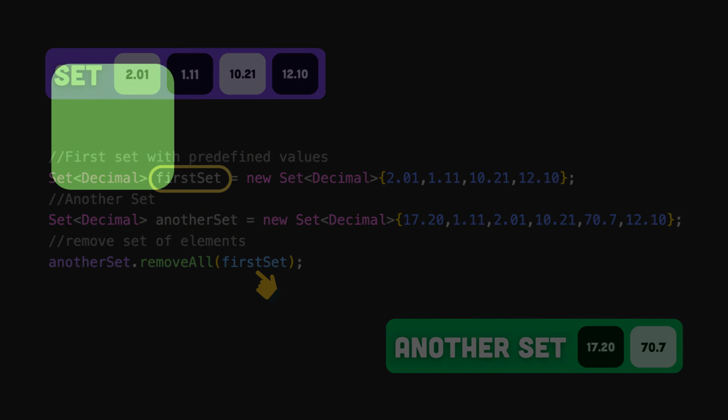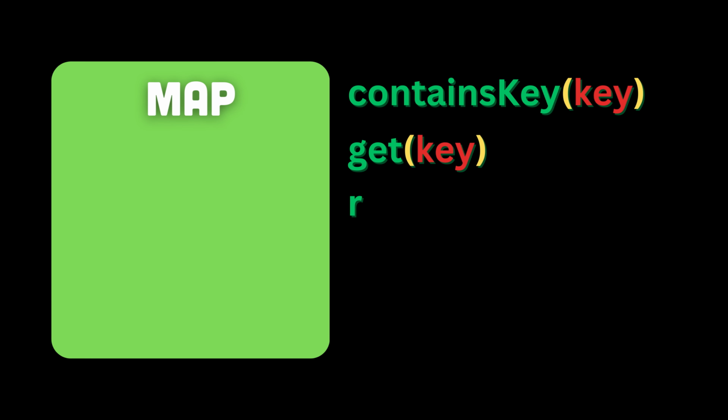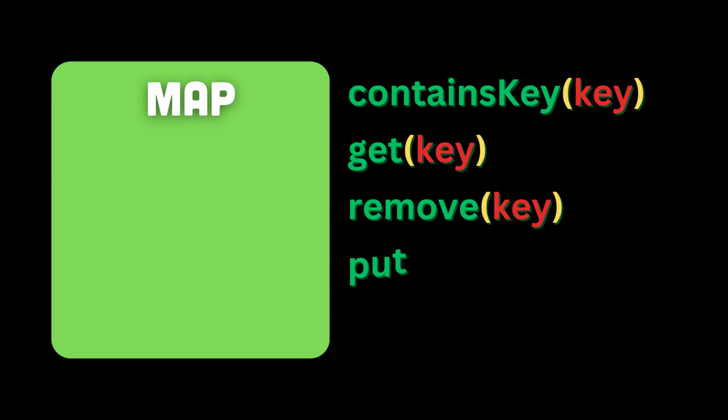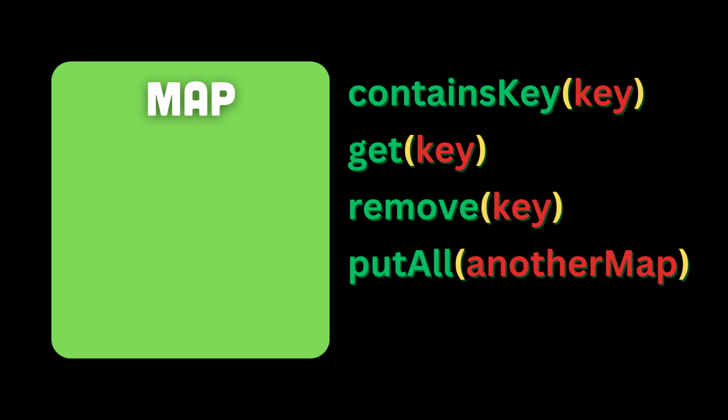Last but not the least, let's discuss the map class methods. We will walk through the containsKey method, get method, and the remove method that all accept a key parameter. And finally, the putAll method that accepts another map as the parameter.